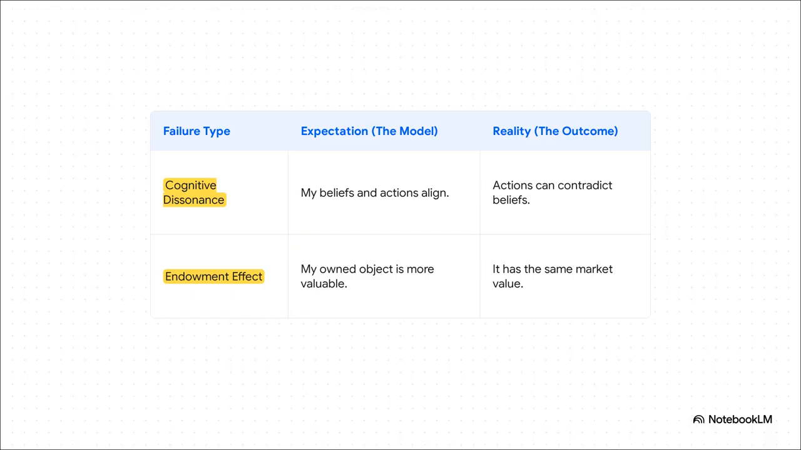Let's look at a couple of classic examples. First, you've got cognitive dissonance. Our mental model wants to believe that our actions and our beliefs are perfectly in sync, but in reality, they clash all the time, and that causes real mental stress.